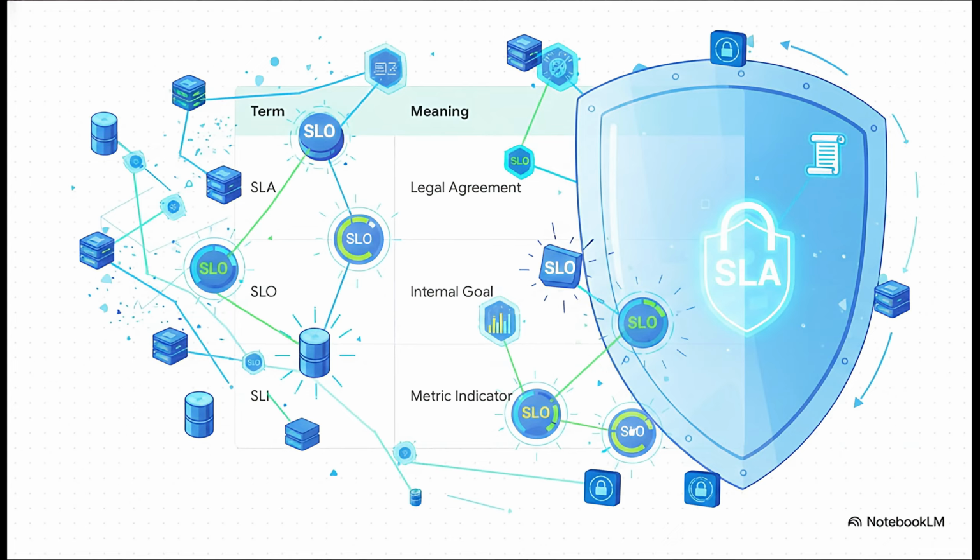To track performance, think of SLIs, service level indicators, as your raw speedometer readings. You use those exact metrics to ensure you're meeting your SLOs, which is your internal speed limit goal. And you do all of this to guarantee you never, ever breach your SLAs. That's the legally binding ticket you have to pay the client if your system crashes.